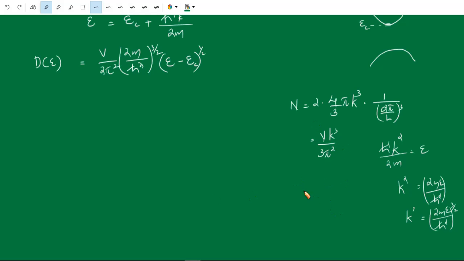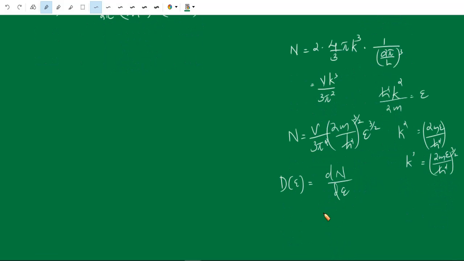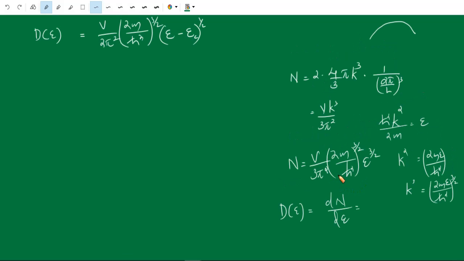So here, if we substitute this, the total number of orbitals is given by V divided by 3 pi square into (2m by h cross square) whole raised to 3 by 2, E raised to 3 by 2. The density of states is given by D of E equal to dN by dE, which is the derivative of this N.